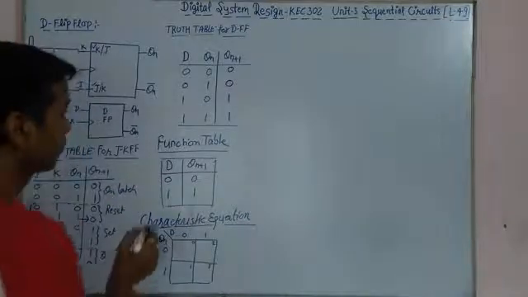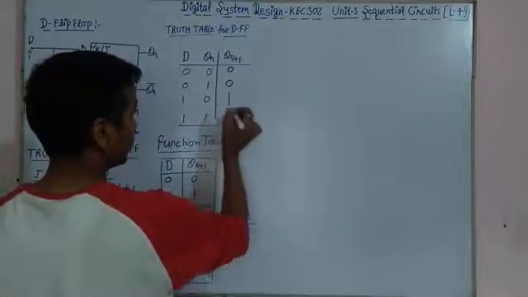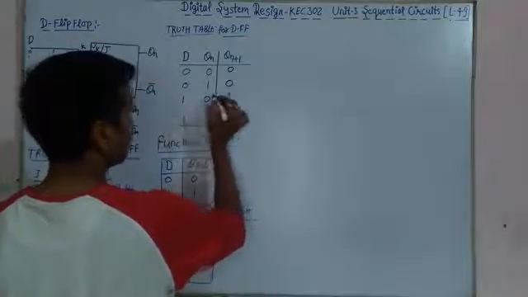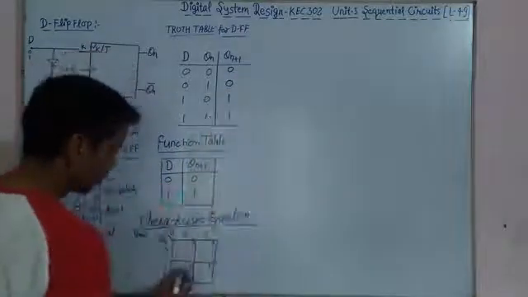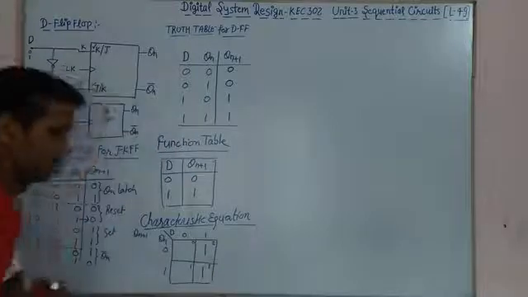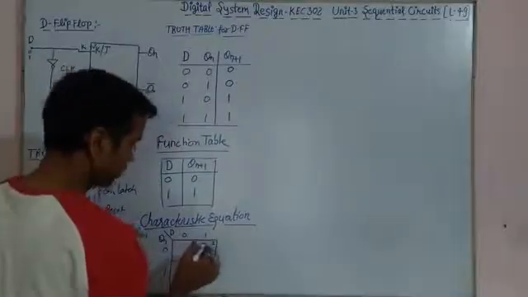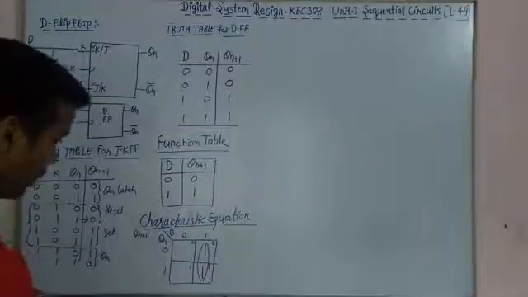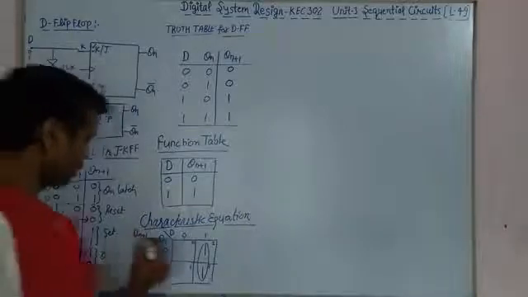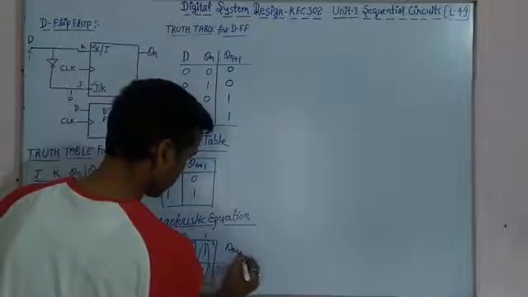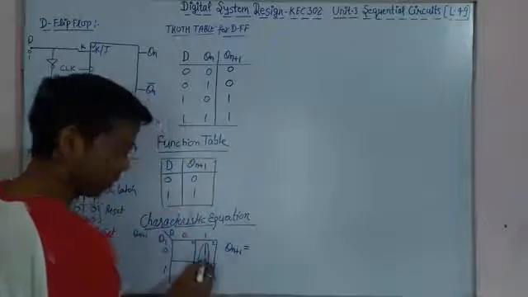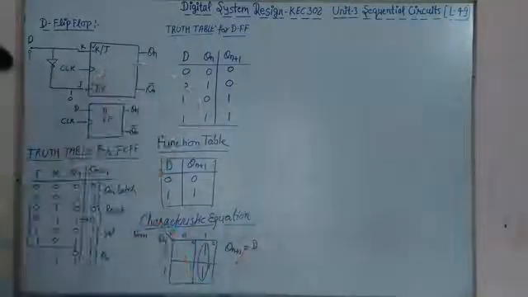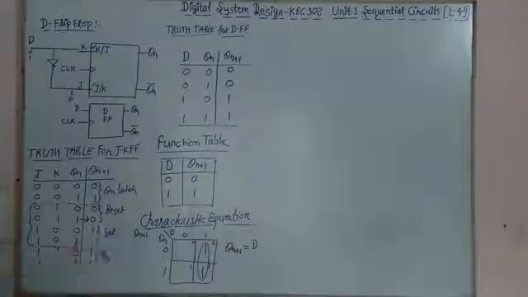So now you see here only 2 locations where the 1 is located. The first one is 1 0, means 2 and 3. So now you will get one pair. If you make a group, you will get one pair, and the function of this pair will be Qn plus 1 is equal to... what will be the common? Only D. Only D is common. So this is the characteristic equation for this D flip-flop.